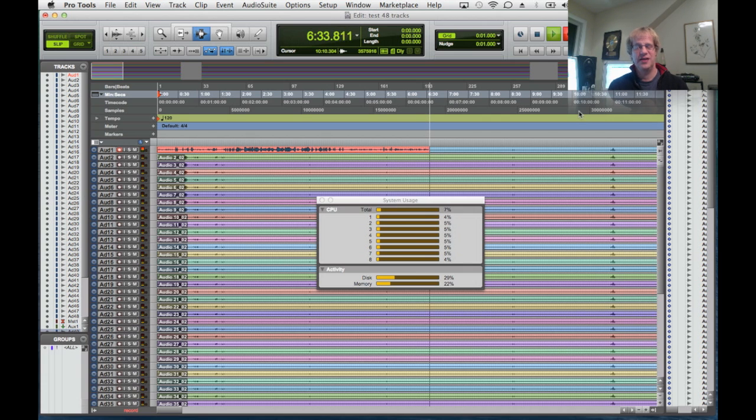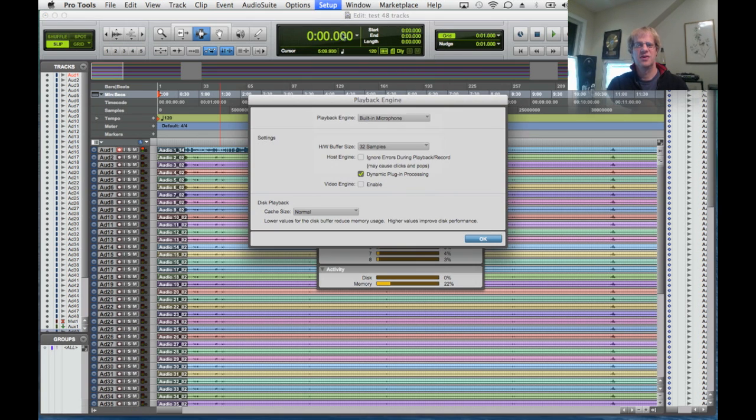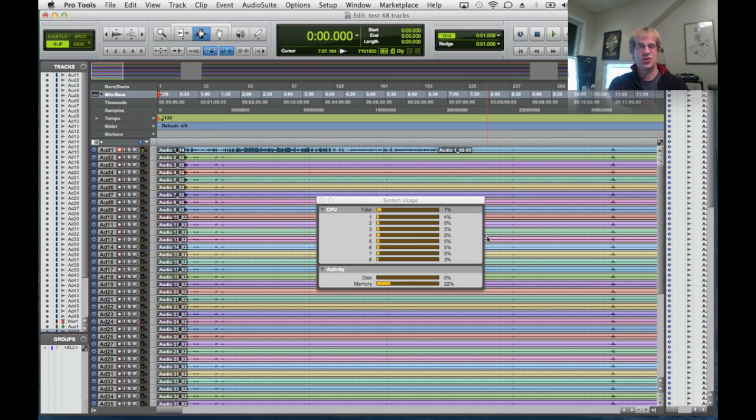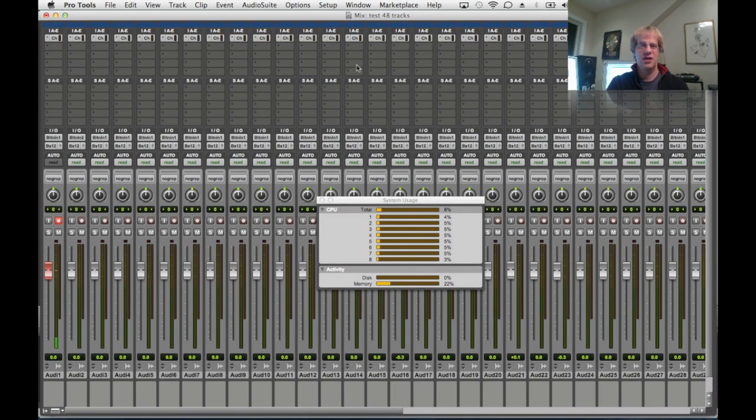Very solid. And the other thing is that you can see the system usage here at only about 7-9%, and I'm set at a buffer of, am I still set at that buffer? Let's check the buffer. Yes, a buffer of 32 samples. That's the shortest buffer you can have, and I'm having absolutely no glitches. It's almost hard to believe.